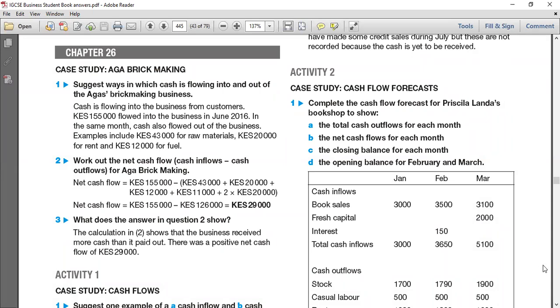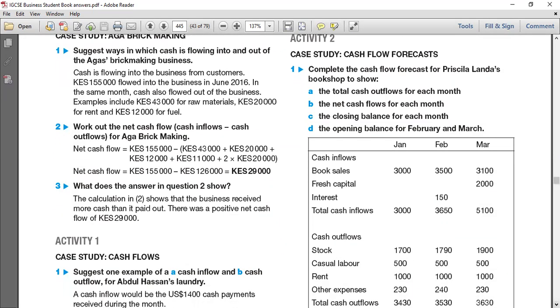The second question they're asking is to work out the net cash flow. I'll do the definition separately, but net cash flow equals cash inflow minus cash outflow. So here the answer is 155,000 minus all the expenses. The net cash flow becomes 29,000: 155,000 minus 43,000 plus 20,000 plus 12,000, plus 11,000, plus 2 times 20,000.